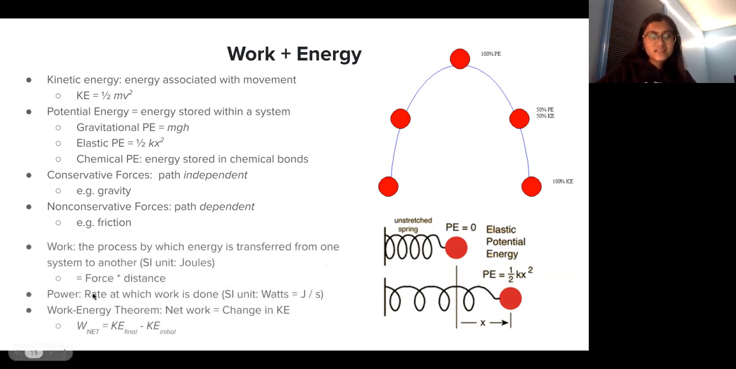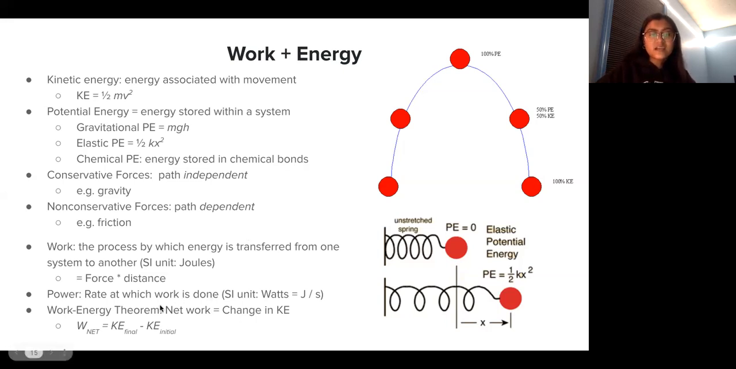Okay. And then we also have work. Work is the process by which energy is transferred from one system to another. The standard unit for this is joules. The formula for this is your force times distance. Power is going to be the rate at which work is done. The standard unit for this is watts or joules per second, which makes sense because it's the amount of work being done per some unit time, in this case, seconds.